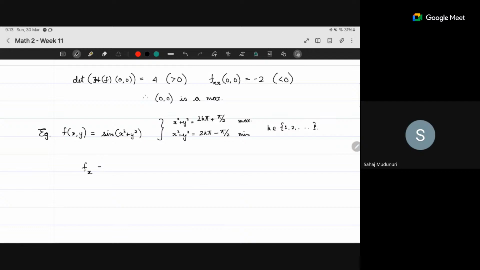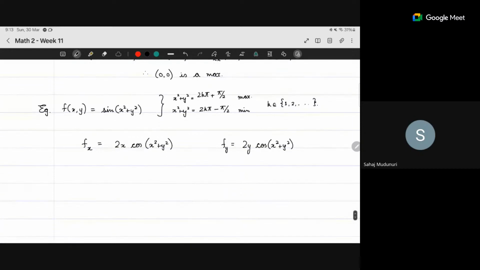So what happens to f_x? I'm skipping steps, but I'm just writing the thing which is fairly easy to compute. f_y is just 2y times cos of x square plus y square. And what's the Hessian matrix? Let's do the f_xx also. f_xx is 2 times cos of x square plus y square minus 4x square. If I make some mistake, you just let me know. You will get a 4x and an x.